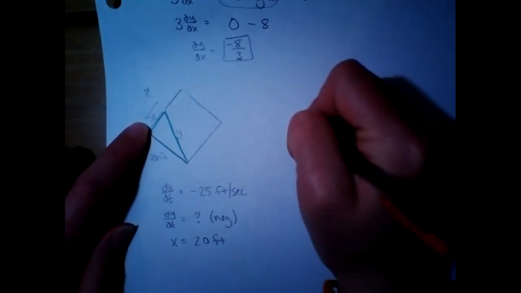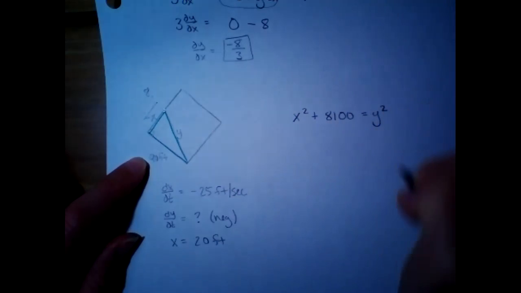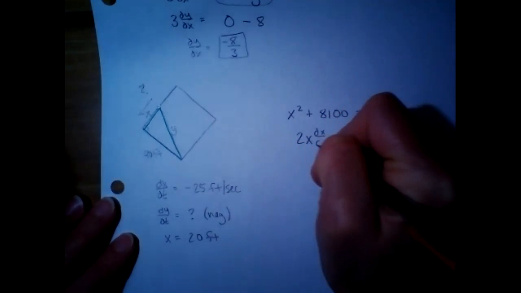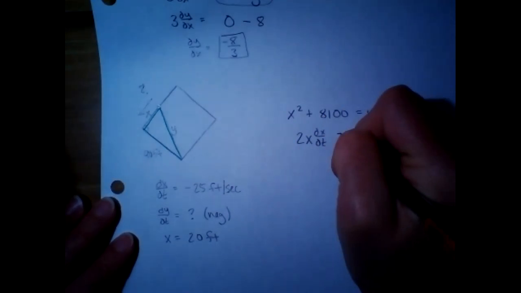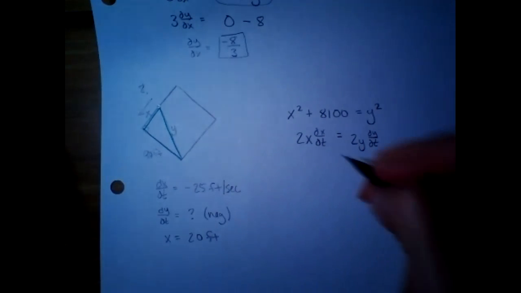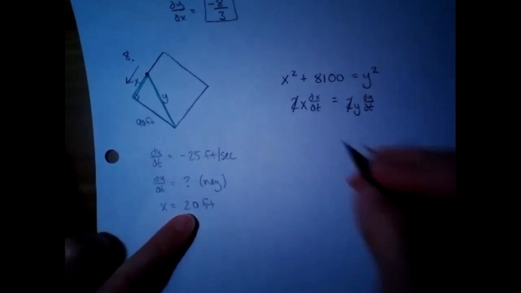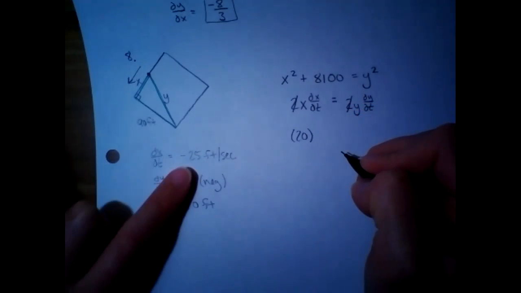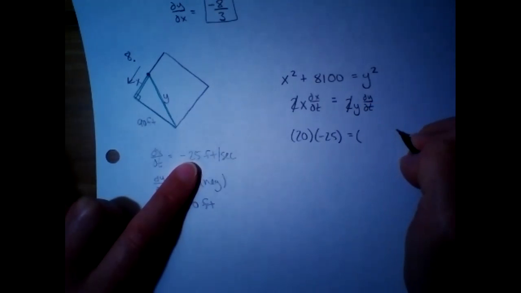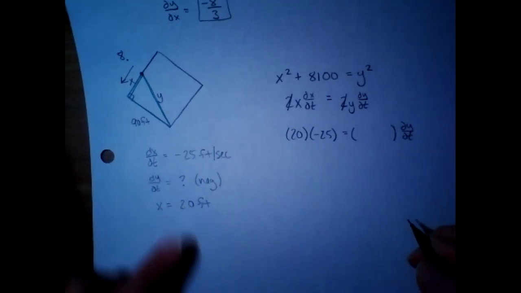All right, so Pythagorean theorem, this is going to be x squared plus 90 squared, so 8100 equals y squared. And then the derivative, so 2x dx/dt, this is a constant, so it is gone, equals 2y dy/dt, and then the 2's are going to cancel. And then we're ready to plug stuff in. So x is 20, and dx/dt is negative 25, and y we're going to have to come back to, so hold on for that. And then dy/dt is what we are looking for.